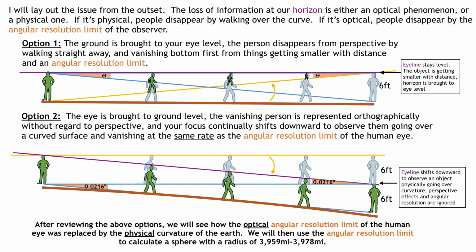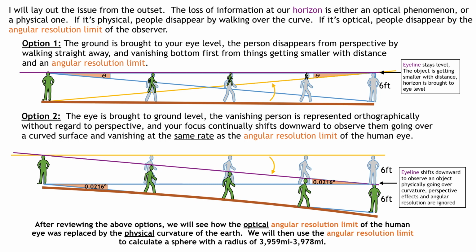So just to lay out the issues, again, the loss of information at our horizon is either an optical or physical phenomenon. If it's physical, people disappear by walking over the curve. If it's optical, people disappear by the angular resolution limit of the observer. So option one, the ground is brought to eye level. The person walks straight away and disappears bottom first from things getting smaller with distance and an angular resolution limit.